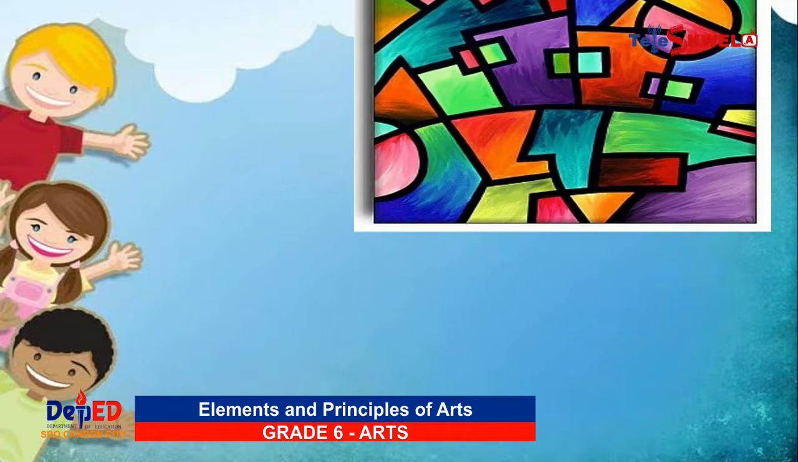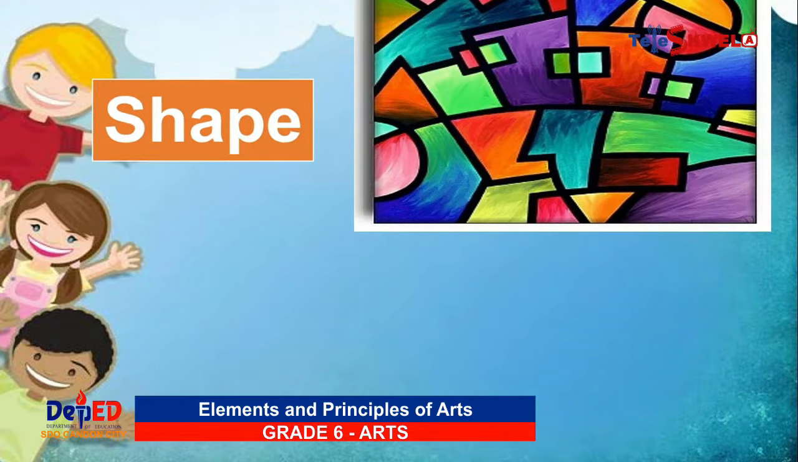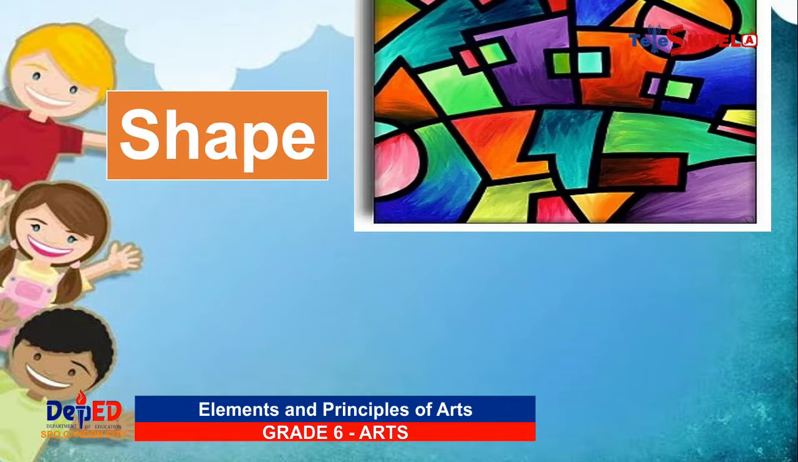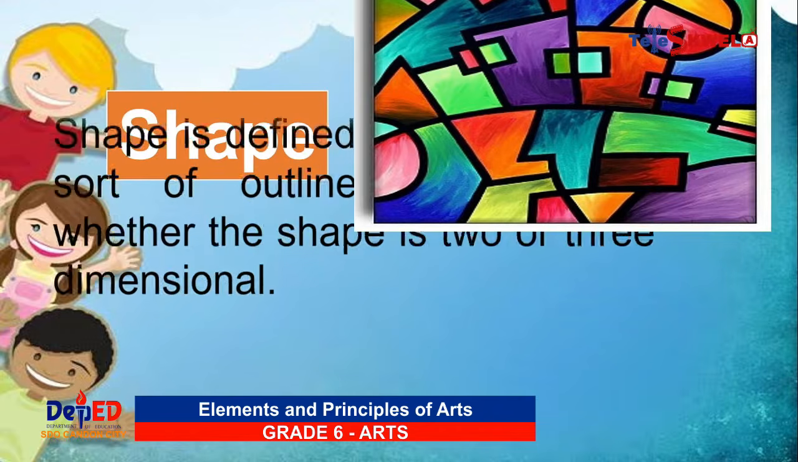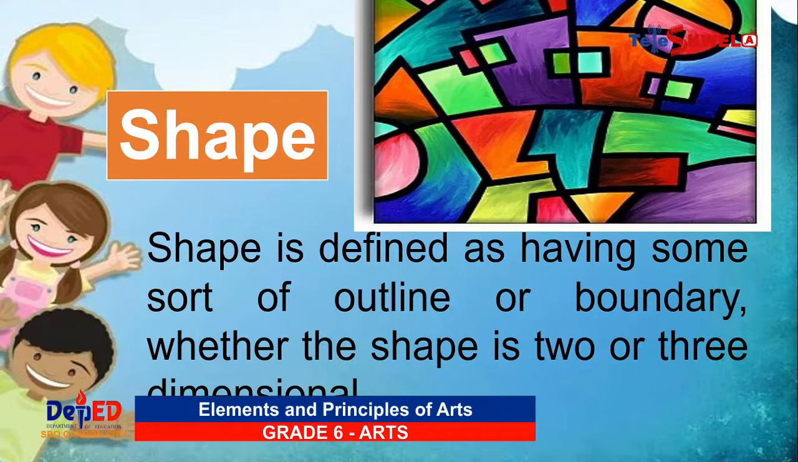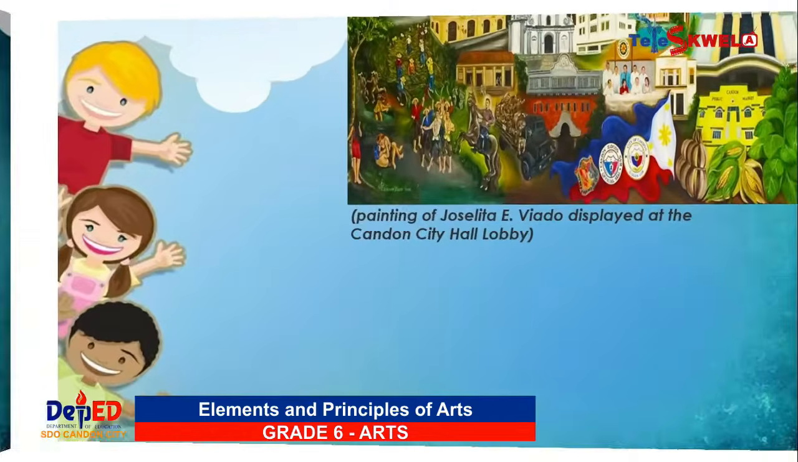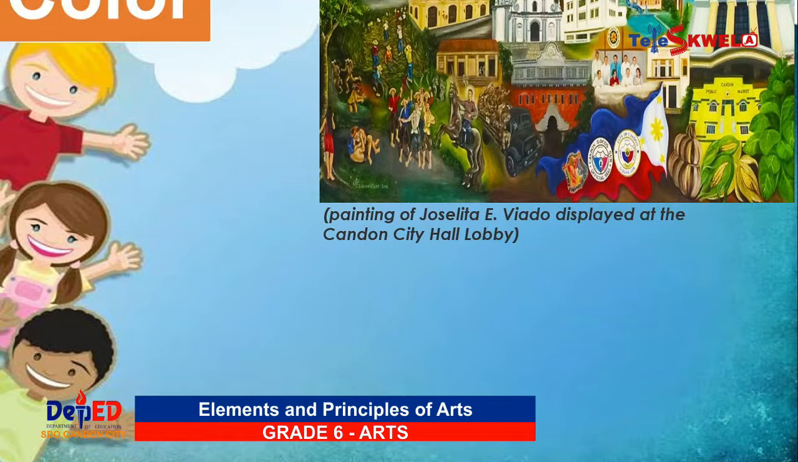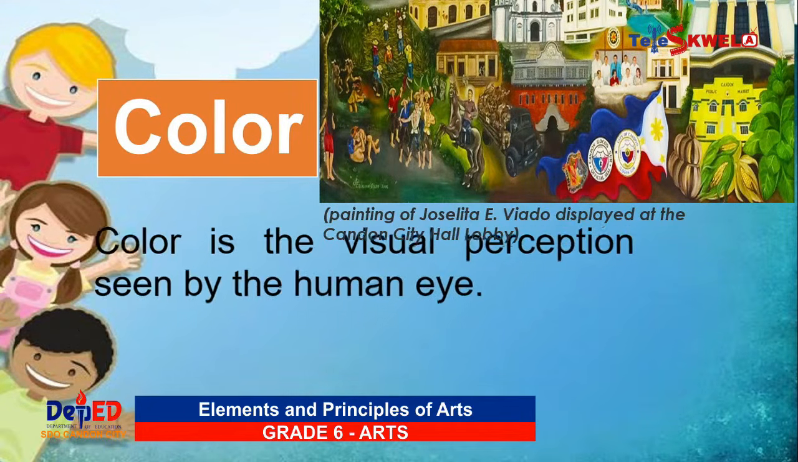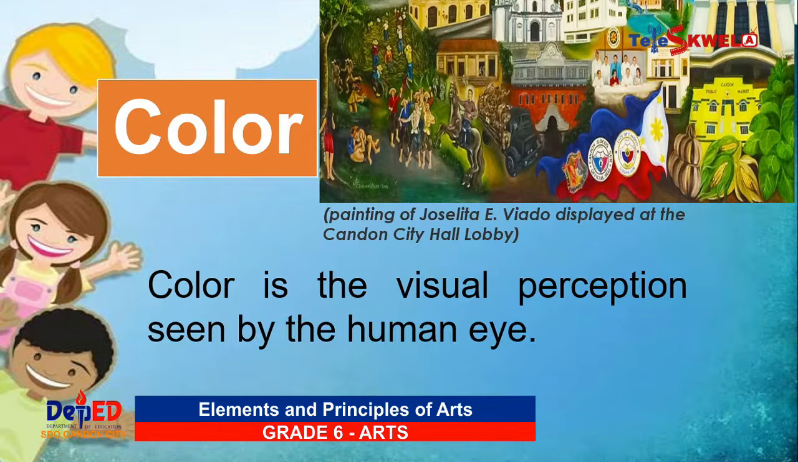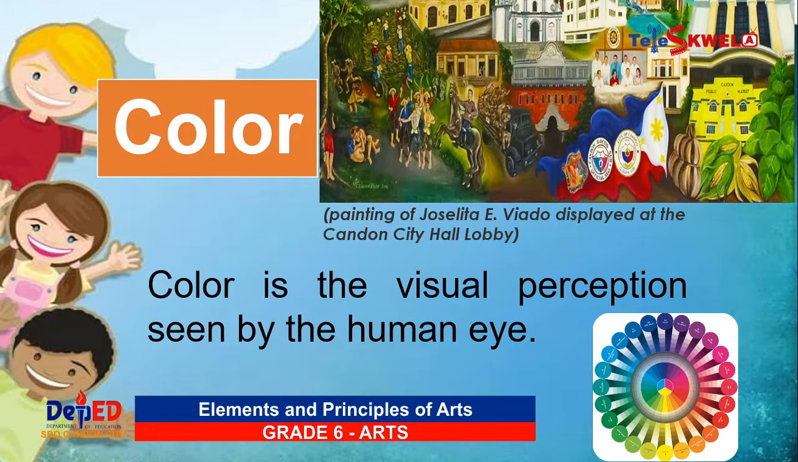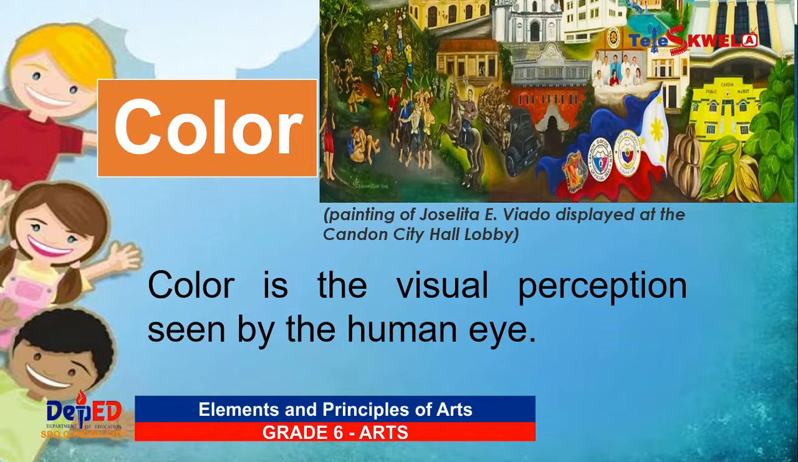Number 2 element is shape. The shape of the artwork can have many meanings. Shape is defined as having some sort of outline or boundary, whether the shape is 2 or 3-dimensional. The shape can be geometric or known shape, or organic or free-form shape. Next, number 3 element is color. Color is the visual perception seen by the human eye. The modern color wheel is designed to explain how color is arranged and how colors interact with each other.